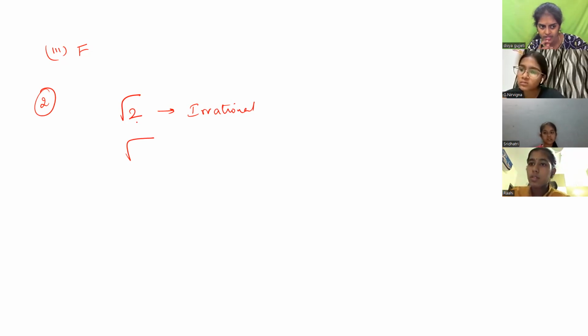False. Ma'am, it's false. No true or false now, true or false are done. Now they are asking you to give an example. Ma'am, root 9, this is 3. Excellent. So root 9 is rational.